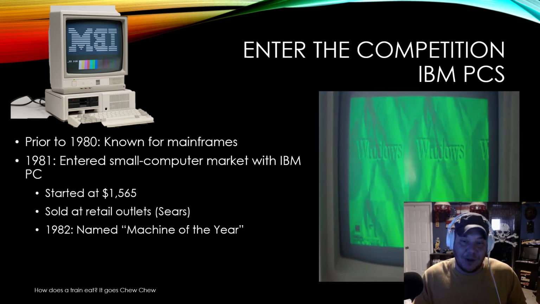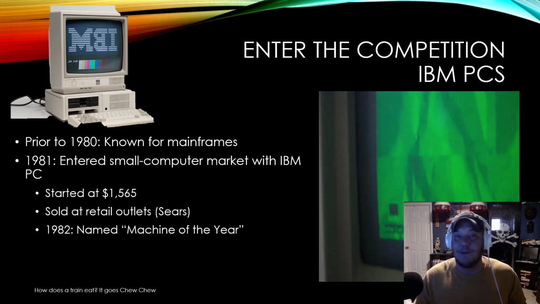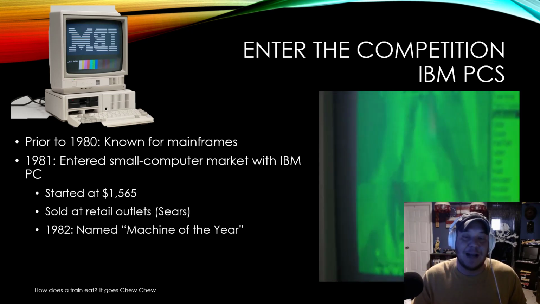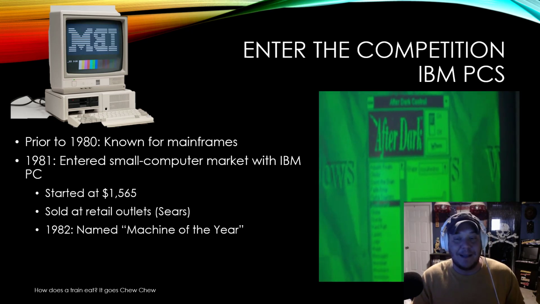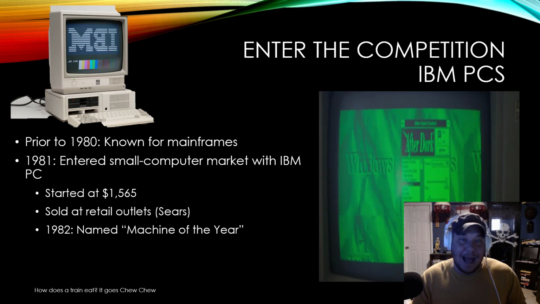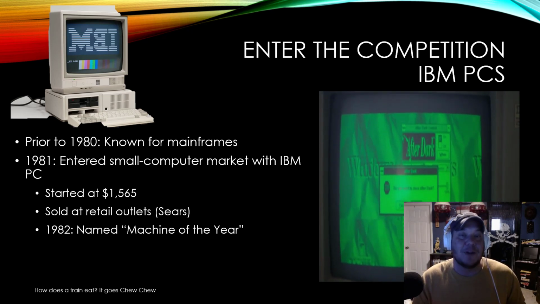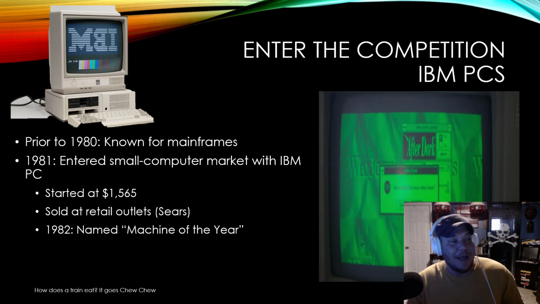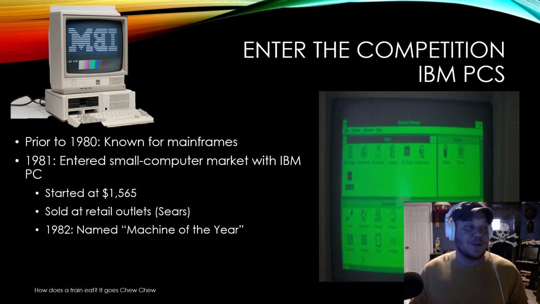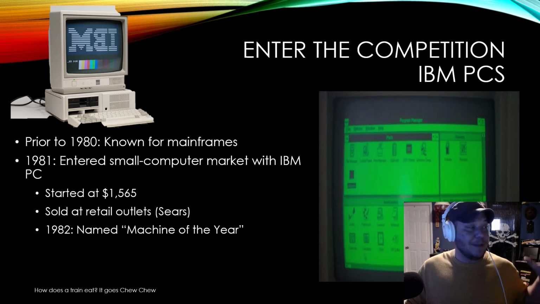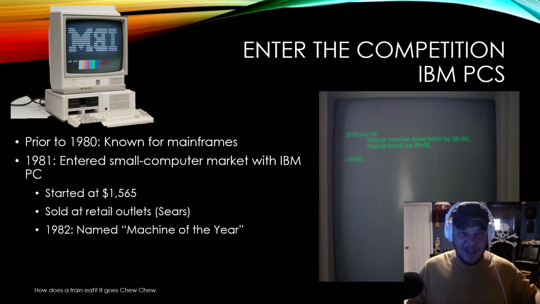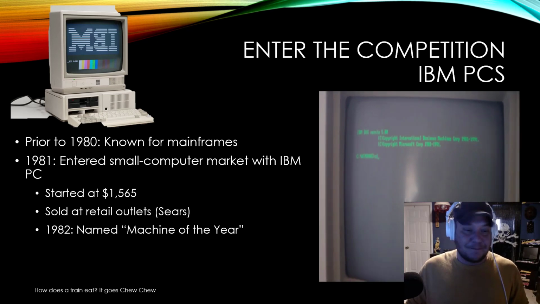It was sold through retail outlets such as Sears. It reached the home market extremely quickly. And in January of 1983, Time magazine named the IBM PC the 1982 Machine of the Year. This beat out the Apple computers by a few months to market. Go check out Pirates of Silicon Valley if you want to see a more in-depth history of how that worked. But the IBM PC, if you grew up in the 80s playing Oregon Trail on a school computer, you probably played on an IBM PC.